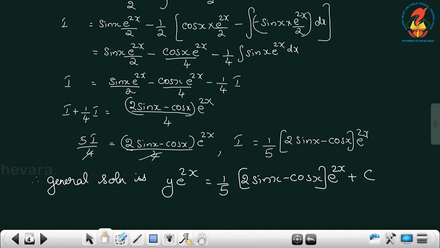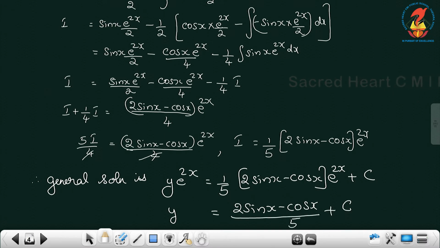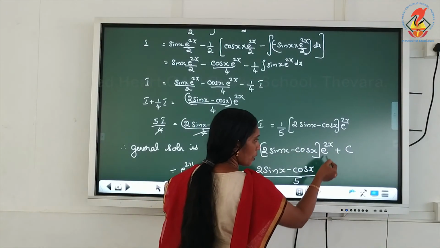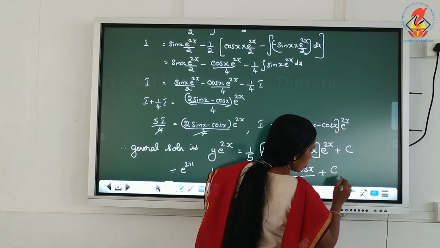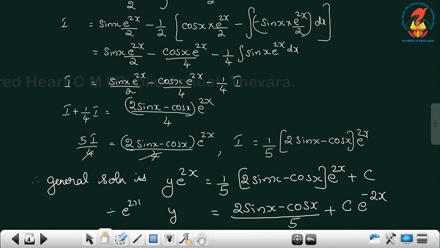And e raised to 2x, we can divide by e raised to 2x. So y is equal to 2 sin x minus cos x by 5 plus c by e raised to 2x. Okay, dividing throughout by e raised to 2x. So e raised to 2x cancels here, and we get c by e raised to 2x, or c e raised to minus 2x. It's the final answer.